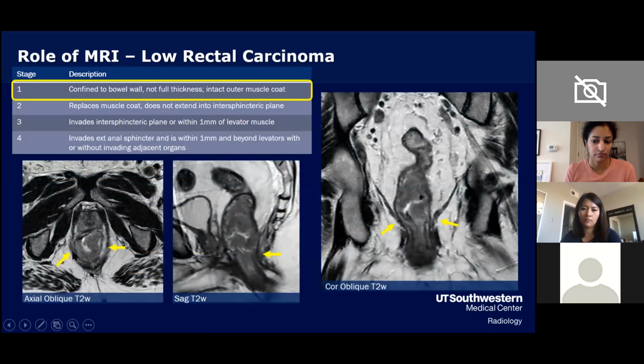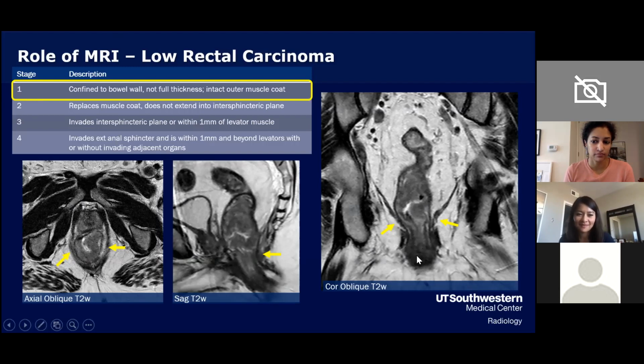So here's a case where you have a lower rectal cancer, but you can see that this muscular coat of the rectum itself is intact, and the intersphincteric plane here is clean, and then you have the puborectalis muscle outside that. Posteriorly here, you can see that this muscle is intact, and on the coronal image, which really is helpful for determining the extent of this tumor relative to the anal canal, you can see that the tumor is confined by the rectal wall. So this is confined by the bowel wall and not involving the muscular coat.